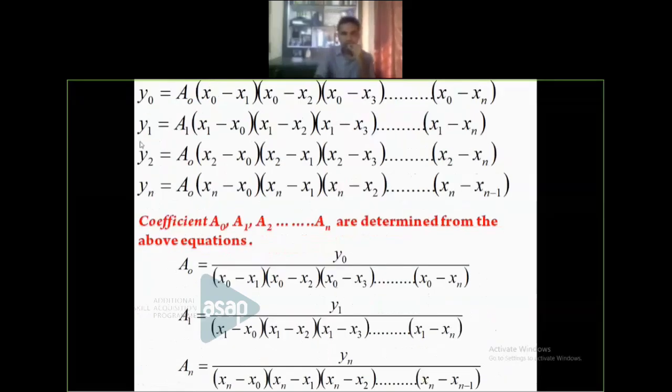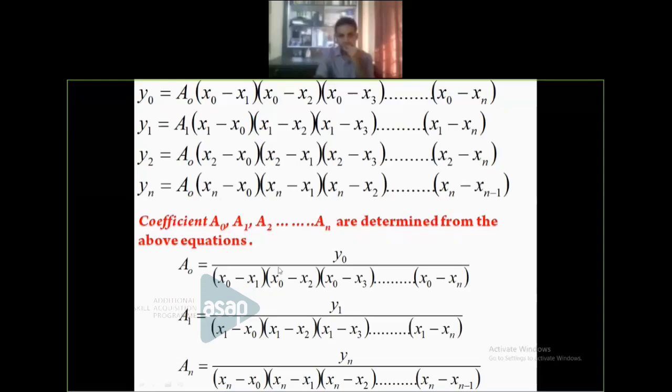So this is what I got in the previous slide, y0, y1, y2, y3. I can write it like this. The same thing: a0 equals y0 divided by this entire thing. I suppose you understand. a1 of this line equals y1 divided by this entire thing: x1 minus x0, x1 minus x2, x1 minus x3. So this entire term goes as a denominator to y1 to give you the value of a1. Likewise, an equals yn divided by this entire term. You see how you get the coefficient.